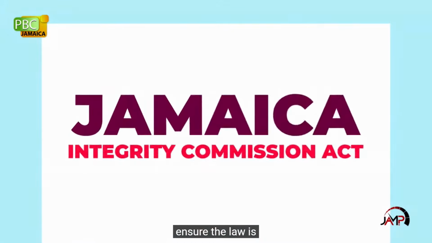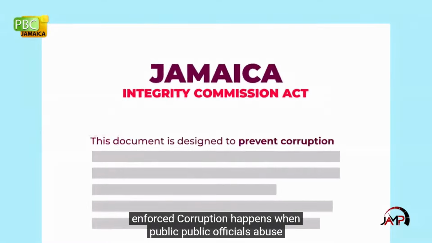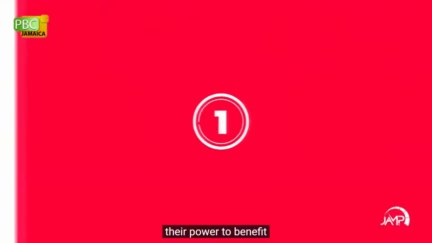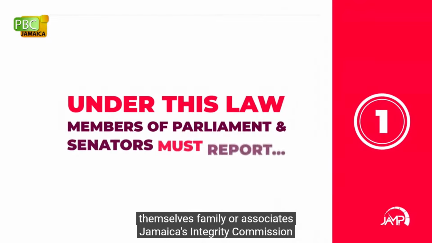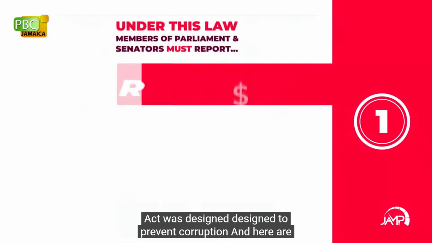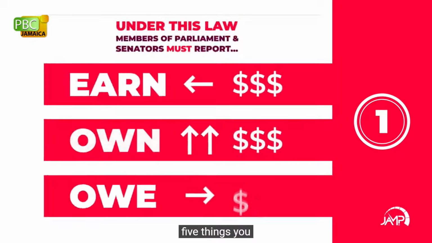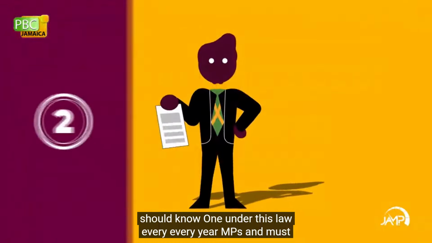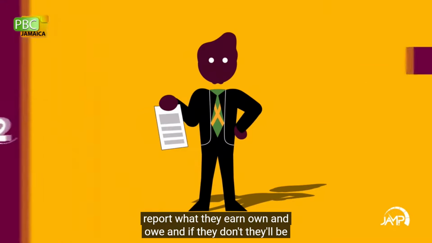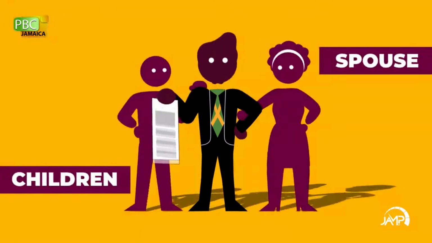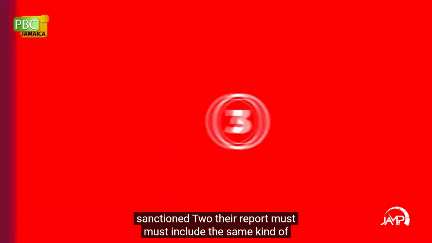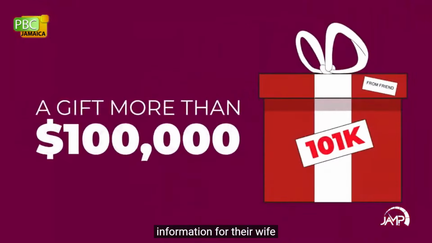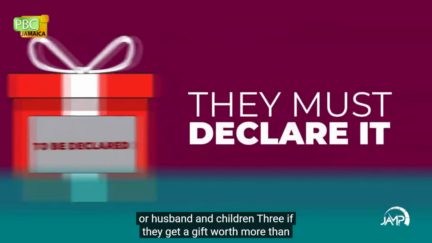Jamaica's Integrity Commission Act was designed to prevent corruption. And here are 5 things you should know. 1. Under this law, every year MPs and senators must report what they earn, own, and owe. And if they don't, they'll be sanctioned. 2. Their report must include the same kind of information for their wife or husband and children. 3. If they get a gift worth more than $100,000 from anyone who's not family, they must declare it.